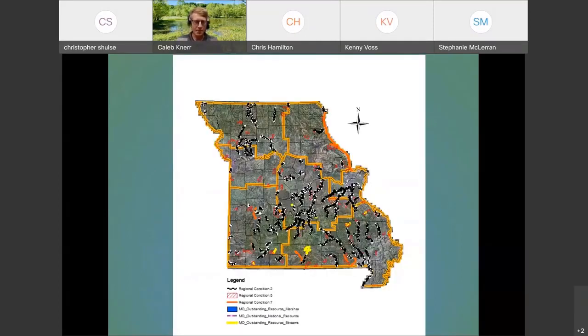And here's just a map showing all of those resources we have throughout the state. As you can see, there's quite a few.